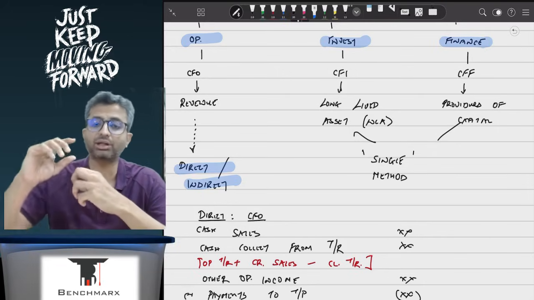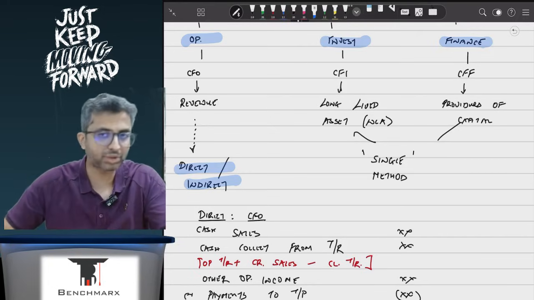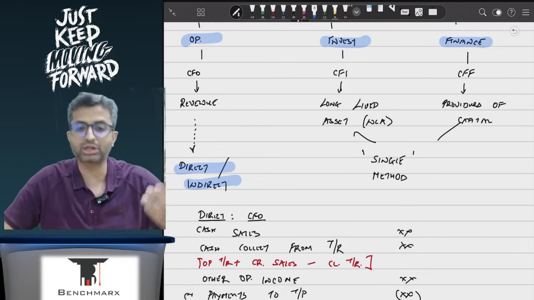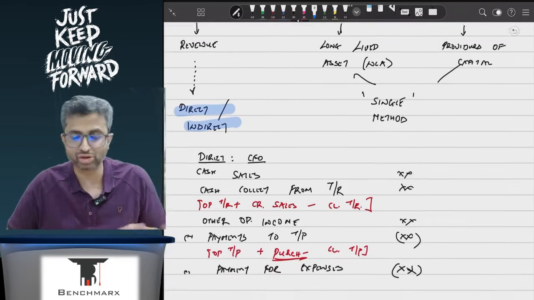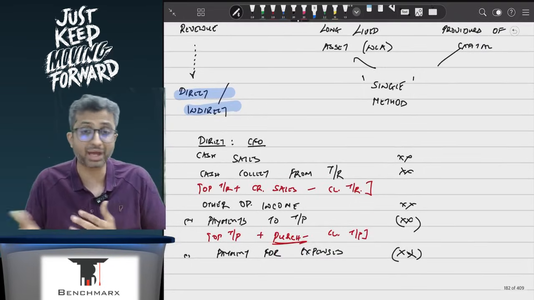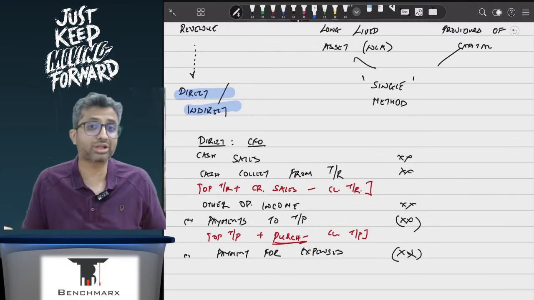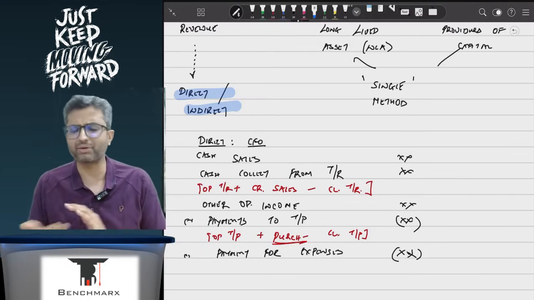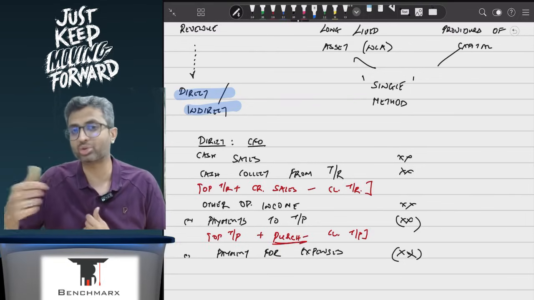Why? Because the indirect method does not start directly from the cash flows from operations, but it starts from the net profit, and from the net profit it makes certain adjustments. Like first of all, it makes the non-cash adjustments like the depreciation, amortization, impairments. You will reverse that because they're non-cash in nature. Then the non-operating adjustment, like if there is some loss or gain on sale of assets, it is not linked to operations, and hence you will reverse that.